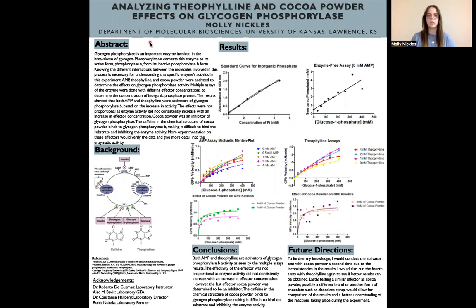Glycogen phosphorylase is an enzyme used in the breakdown of glycogen. This enzyme has two different forms, an active and an inactive form. For this specific experiment, I'm going to be focusing on the inactive form, which is glycogen phosphorylase B.